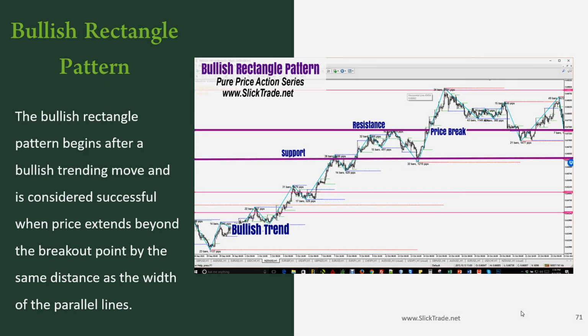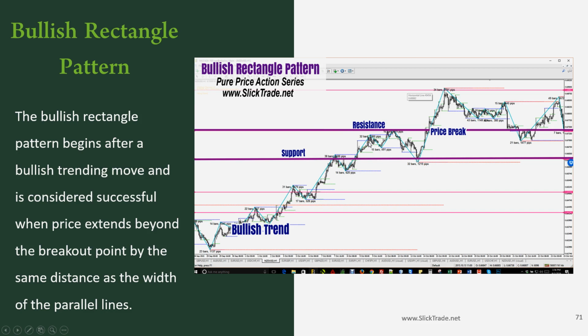The bullish rectangle pattern begins after a bullish trending move and is considered successful when price extends beyond the breakout point by the same distance as the width of the parallel lines. In the example to the right, we see a bullish rectangle pattern. As you can see, there was a bullish trending move right here. Here, we had price, these are your two parallel lines, okay, that I'm talking about, horizontal parallel lines, and price stayed within these.